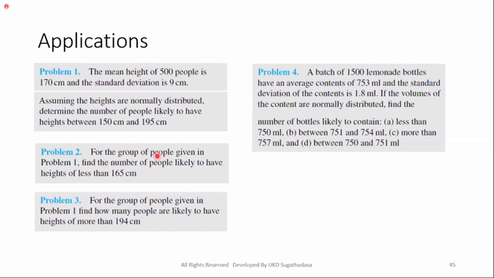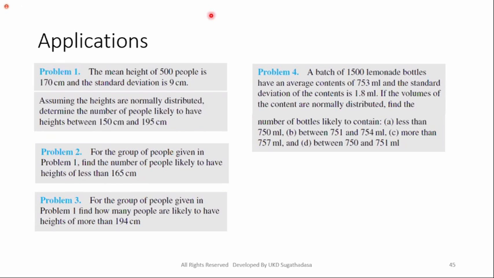I just give you a few minutes, maybe 5-10 minutes, to do the second part. Second question is the same problem. For the group of people given in problem 1, find the number of people likely to have heights of less than 165 centimeters. Now try to do it yourself and give me the answer.